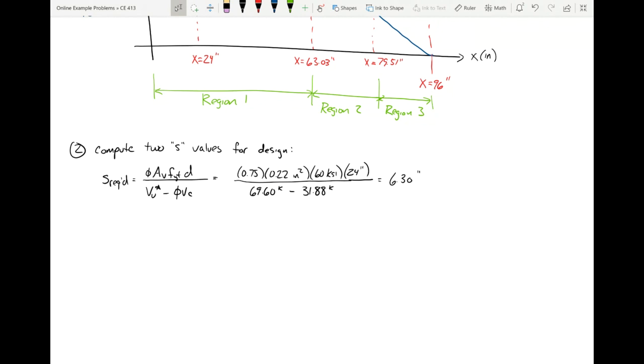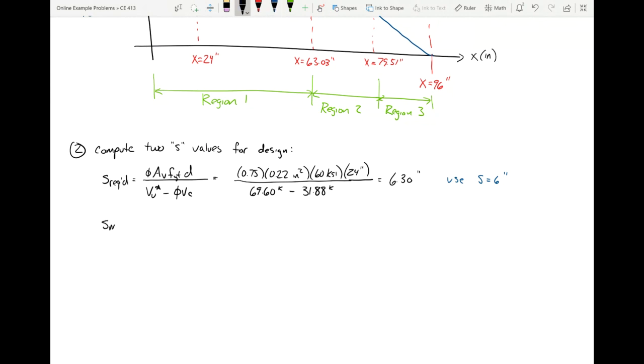So let's get back here. So we had S required. S required came out to be 6.3 inches. Now we're not going to tell a contractor to use 6.3 inches. We're going to tell them to use S equals 6 inches. You always round down. Rounding down is the more conservative option because that means a larger capacity. If you need 6.3, you're going to use 6. You're not going to round up.